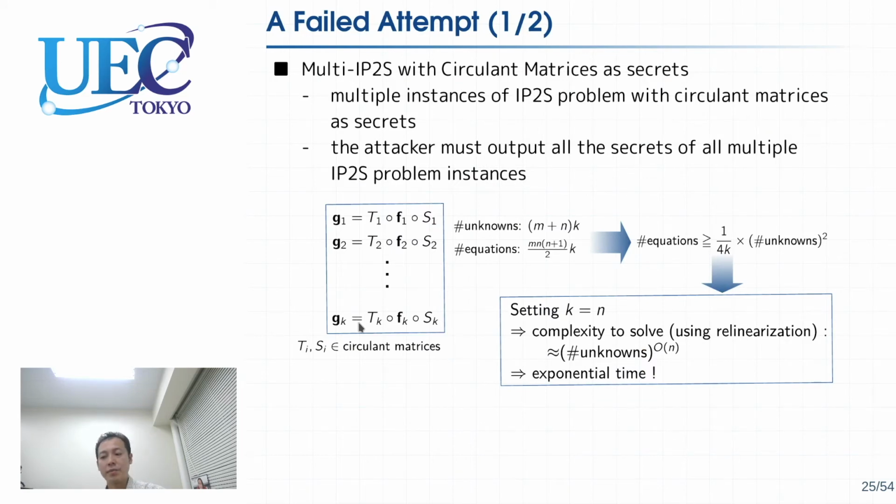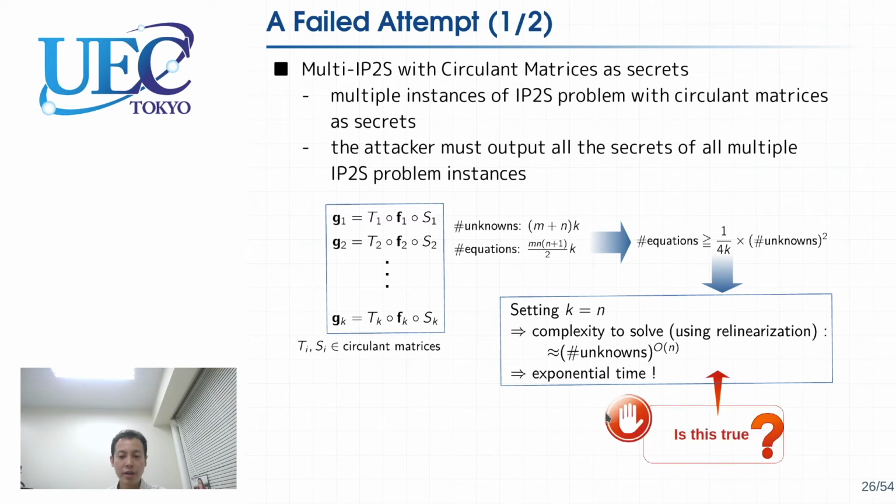We want to introduce another attempt here. We call it multi IP2S. So instead of having one instance of IP2S, we have several of them. So we have a K here, and we are required to solve all K problems simultaneously. Here the number of unknowns increases, and also the number of equations. But when we put this into the Courtois inequality, we know that by setting k equal to n, the complexity to solve this system using relinearization of Courtois is actually exponential.